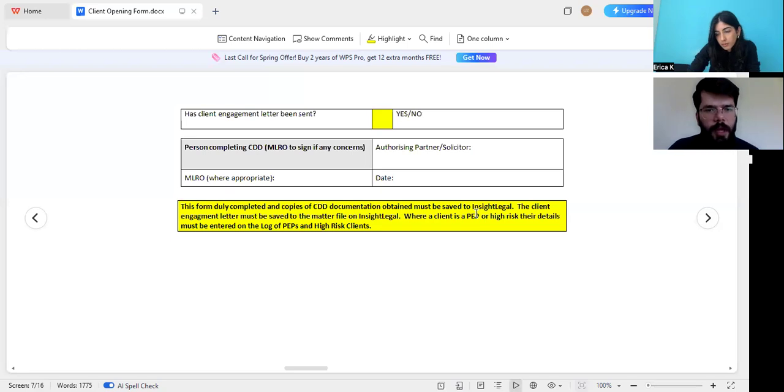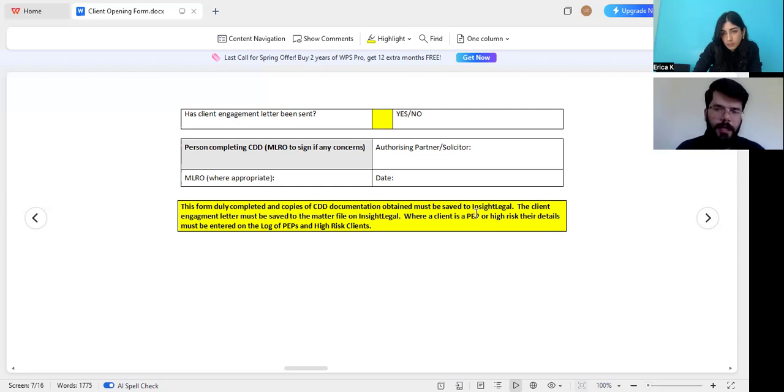So, has this client engagement letter been sent? Now, client engagement letter is a document where you are basically engaged by the client on a contractual basis for that matter. If yes, then yes. If no, then you need to send it if everything is satisfied. Now, person completing client due diligence. MLRO to sign if any concern.